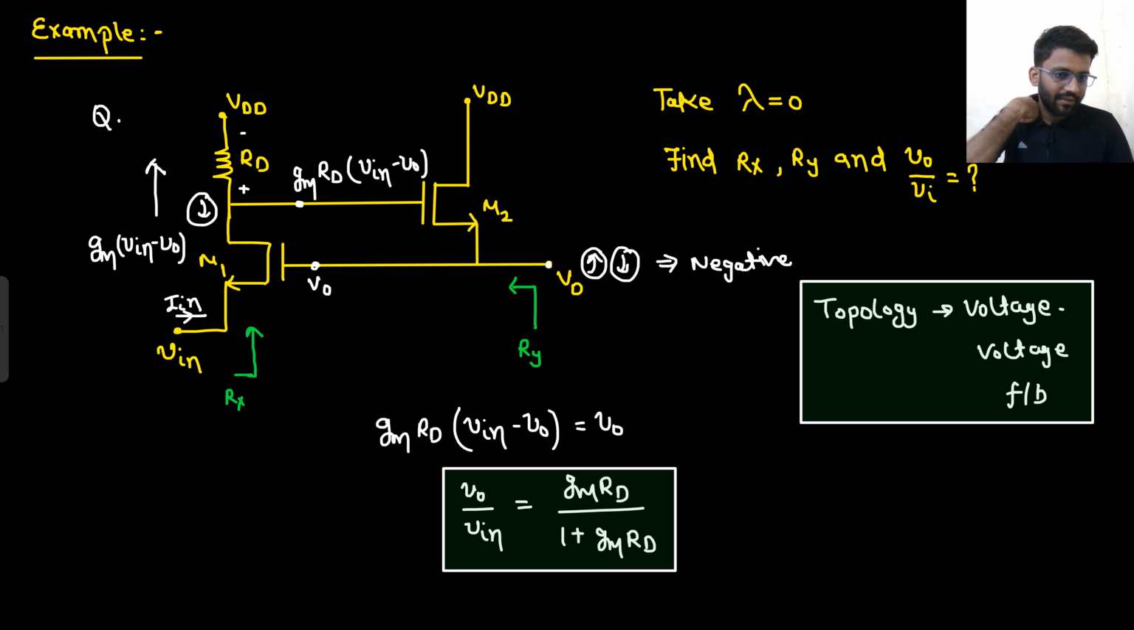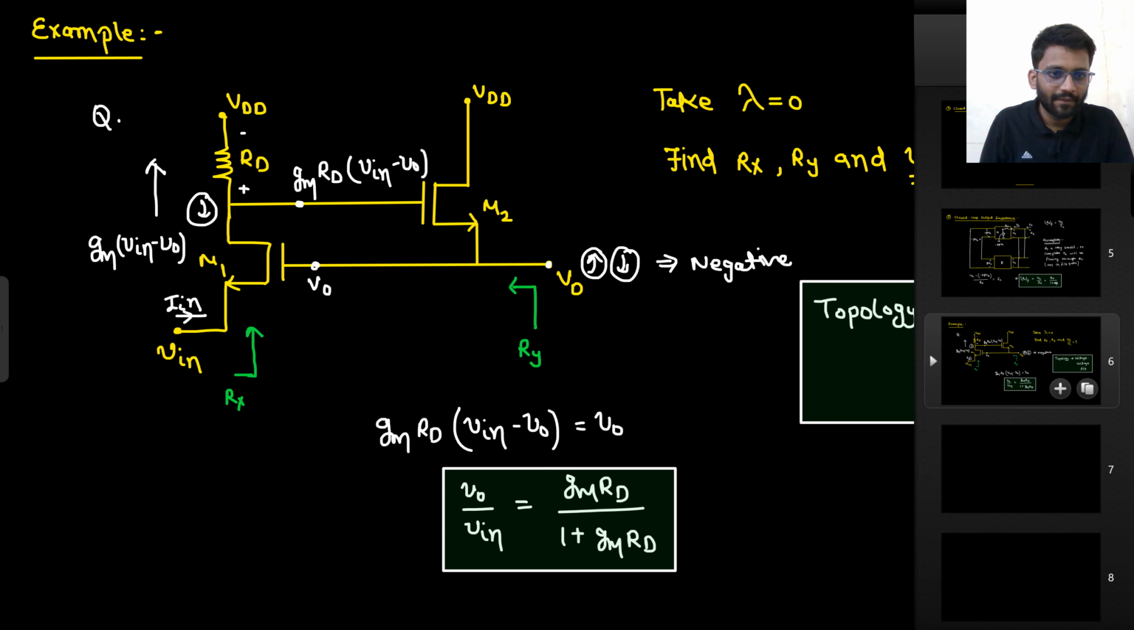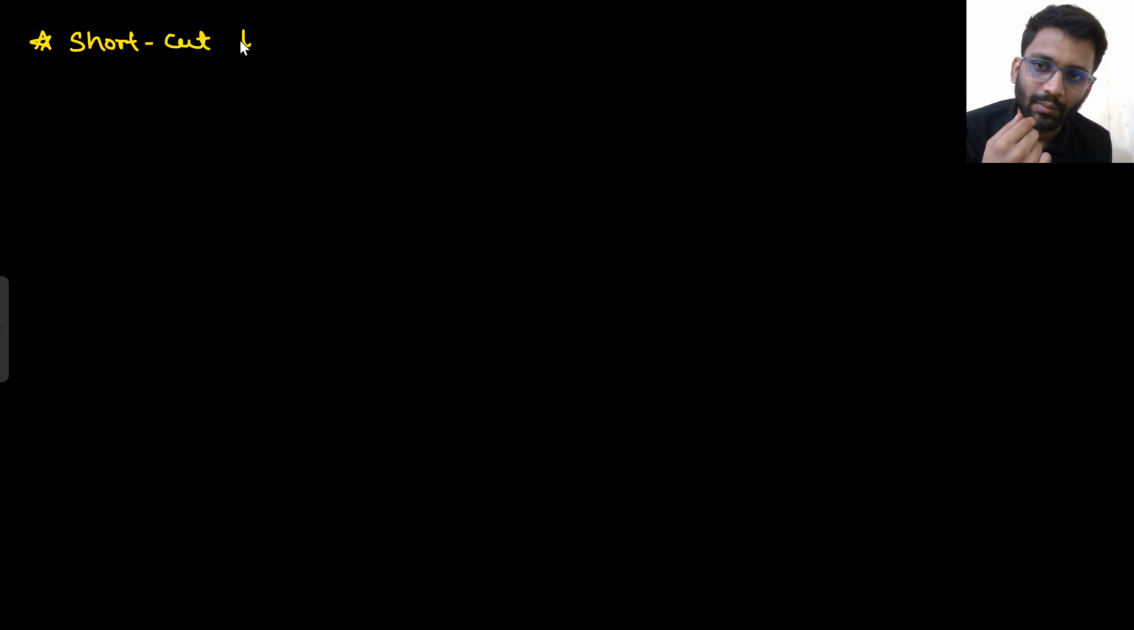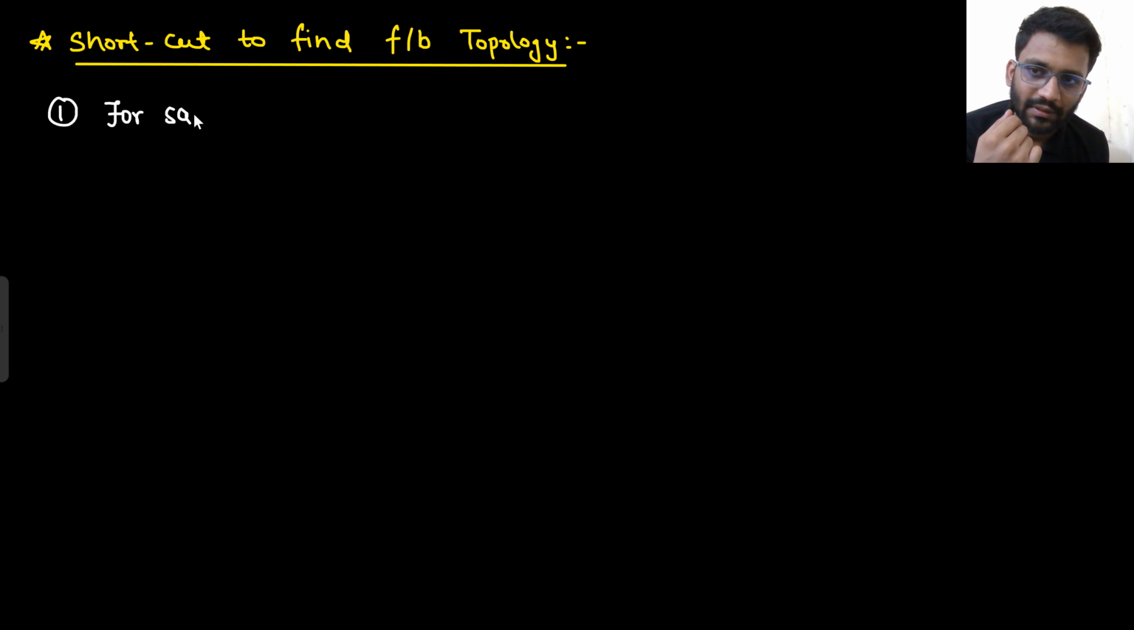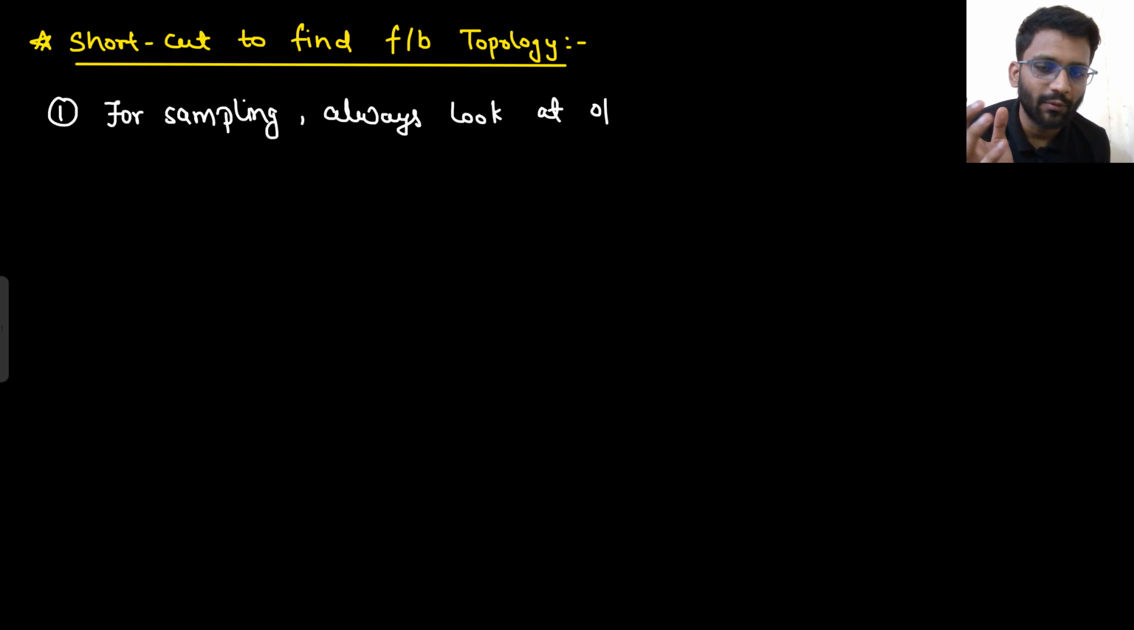I will write it down in a brief manner. Shortcut to find feedback topology. What is point 1? For sampling, always look at output, always look at voltage. Output voltage I should write. Always look at output voltage.